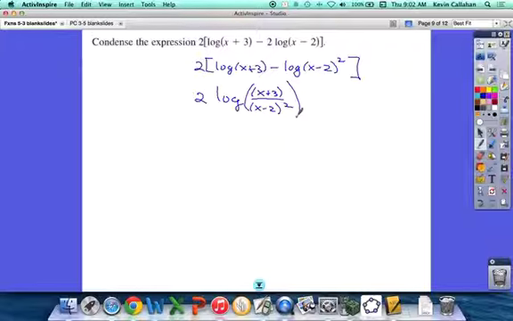You could use the power property one more time because of this 2, which is in front. Move that inside as the exponent. Log, was that a base 10? It was. Okay, so that's x plus 3 over x minus 2 squared, and then that whole thing is squared.